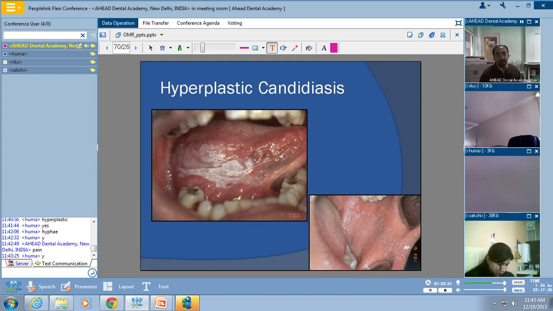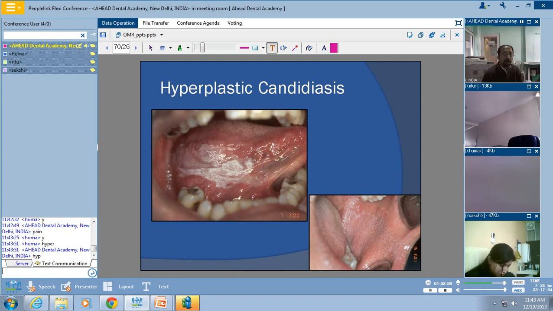If I ask you, of all the subtypes of candidal infections, atrophic, pseudomembranous, hyperplastic, angular cheilitis, which type has a malignant potential? Is it atrophic? Is it hyperplastic? Is it pseudomembranous? Or is it angular cheilitis? It is the hyperplastic type. In hyperplastic candidiasis, there is a malignant potential.